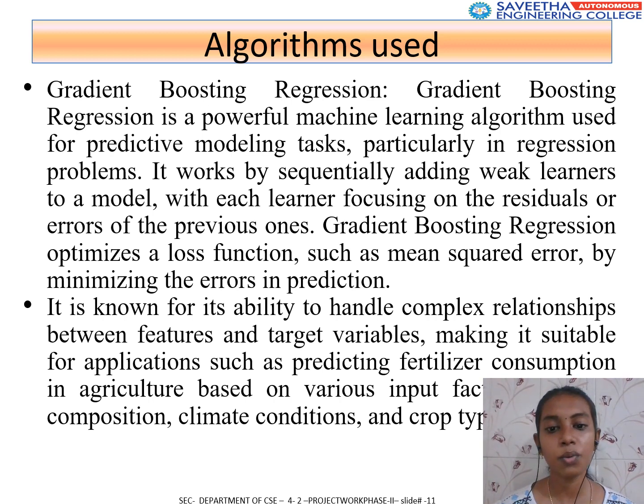It works by sequentially adding weak learners to a model, with each learner focusing on the residuals or errors of the previous one. Gradient boosting regression optimizes the loss functions such as mean squared error by minimizing the errors in the prediction. It is known for its ability to handle complex relationships between features and target variables, making it suitable for applications such as predicting fertilizer consumption in agriculture based on various input factors.